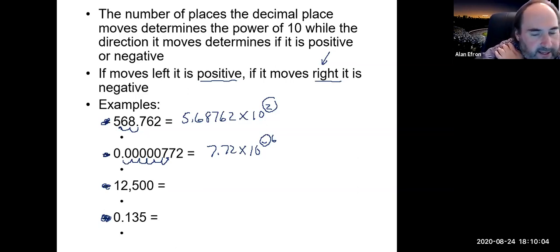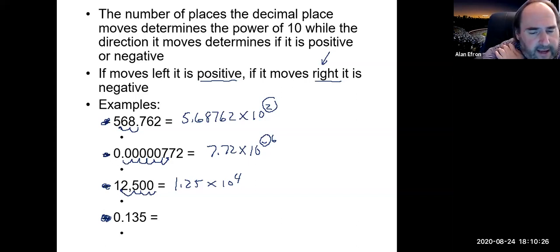In this particular case, there is no decimal point written. It is assumed to be here, even though it's not written. So we would go 1, 2, 3, 4 places to the left, giving 1.25 times 10 to the 4th. Here is a larger number, positive exponent.